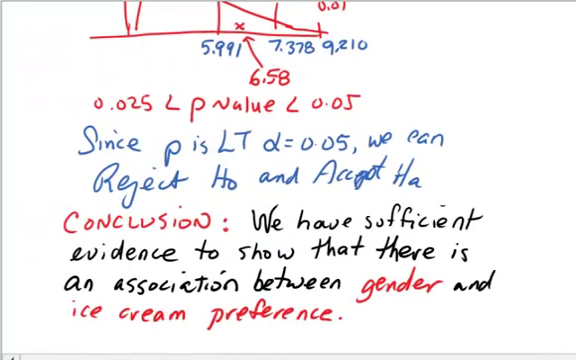We now have to state our conclusion, answering the question that we asked at the beginning. We have sufficient evidence to show that there is an association between our two variables, gender and ice cream preference.